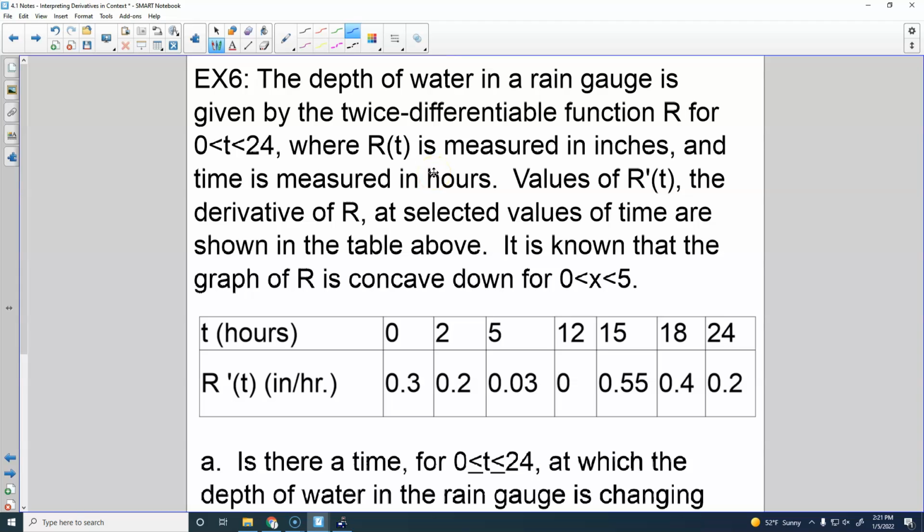Depth of water in a rain gauge is given by the twice differentiable function R. Here, R is measured in inches, and time is measured in hours. Values of R prime of t, the derivative of R, at selected values of time are shown in the table above. It is known that the graph of R is concave down from 0 to 5.